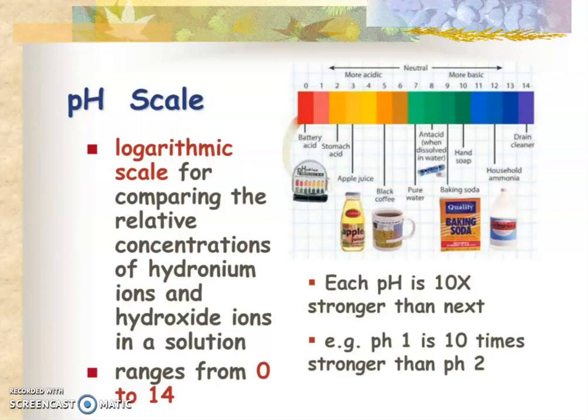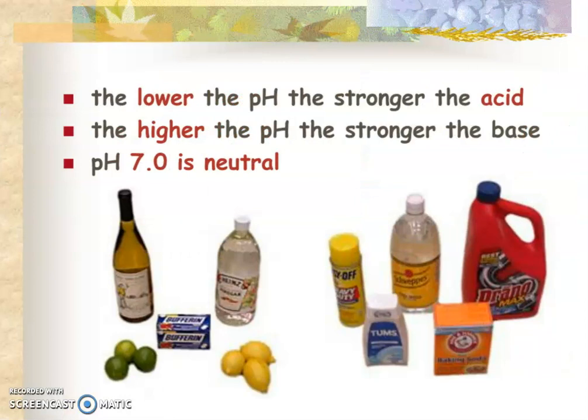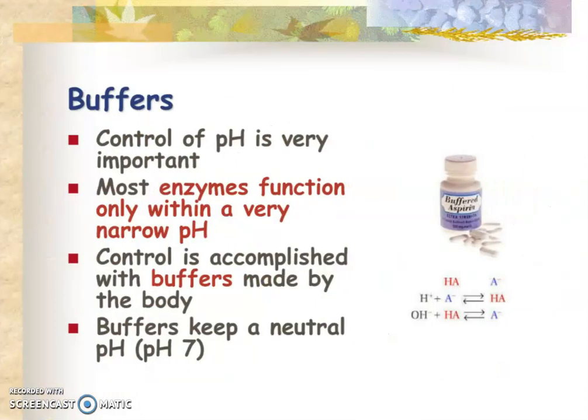The pH scale is a logarithmic scale for comparing the relative concentration of hydronium ions and hydroxide ions in a solution, and ranges from 0 to 14. Each pH unit is 10 times stronger than the next. So pH 1 is 10 times stronger than pH 2. The lower the pH, the stronger the acid. The higher the pH, the stronger the base. And a pH equal to 7 is neutral.